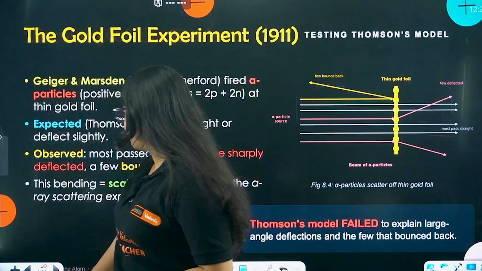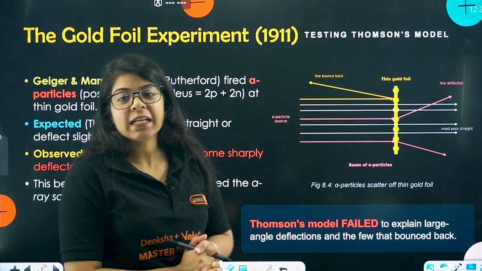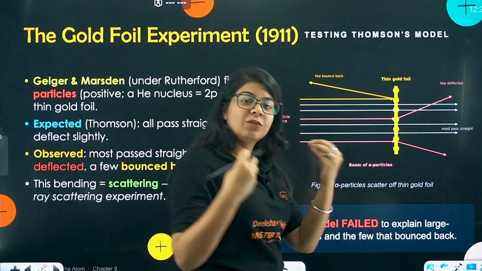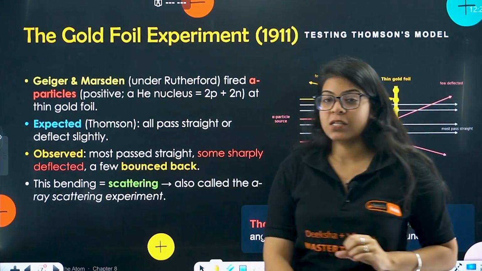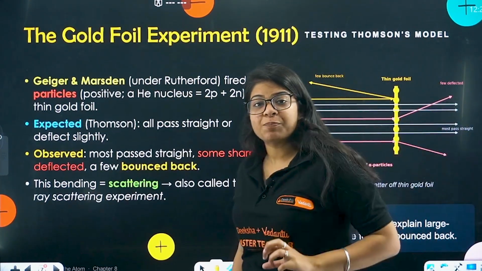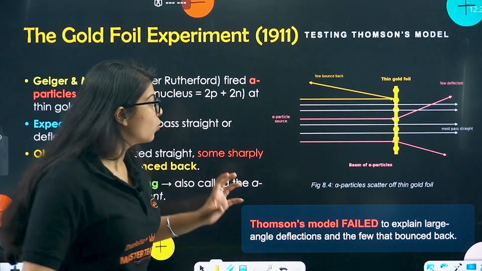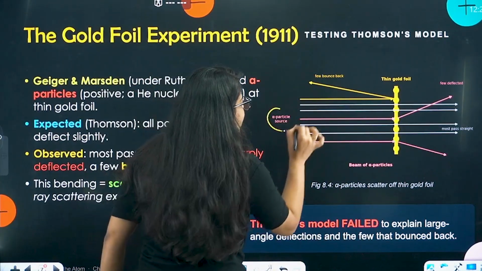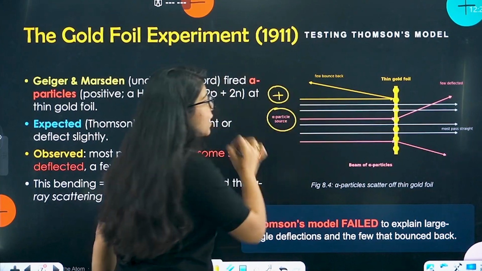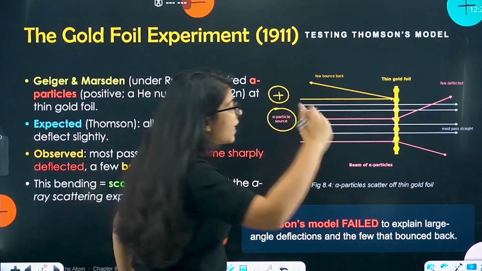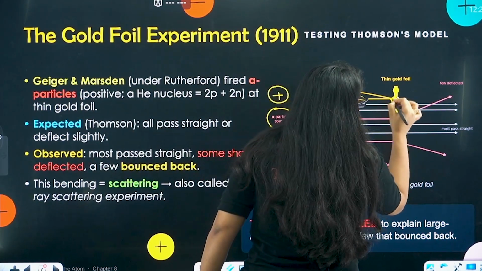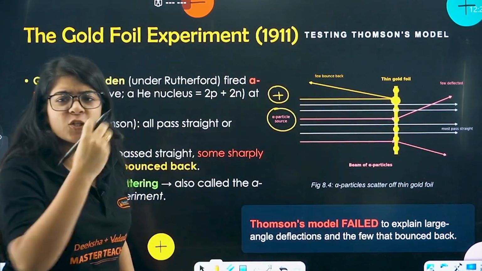Ernst Rutherford. Under Rutherford, there were two people who were doing their PhD. His students were Geiger and Marsden. They were doing an experiment in which they threw alpha particles. An alpha particle is a positively charged particle. They threw it at a very thin gold foil, so thin that it is one atom thick.